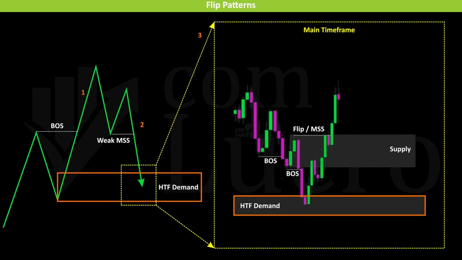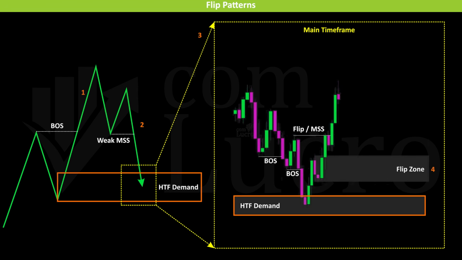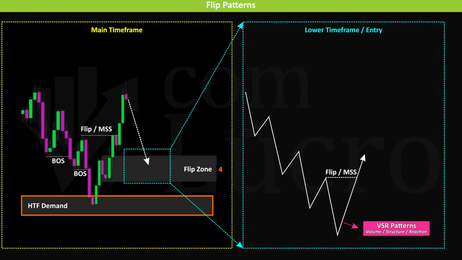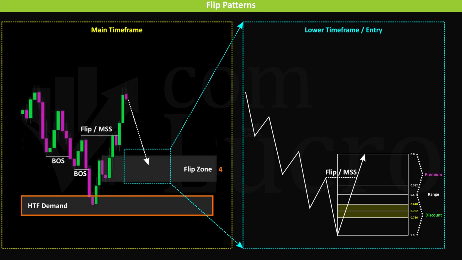The next step is to highlight the flip zone on the main time frame, then wait for price to return to that zone. Once price taps back into the flip zone, zoom into a lower time frame and closely monitor for reversal signals, such as VSR patterns or a clear market structure shift. At this point, we have 2 different entry approaches for opening a long position. Each has its own strengths: the mitigation block and the breaker block.